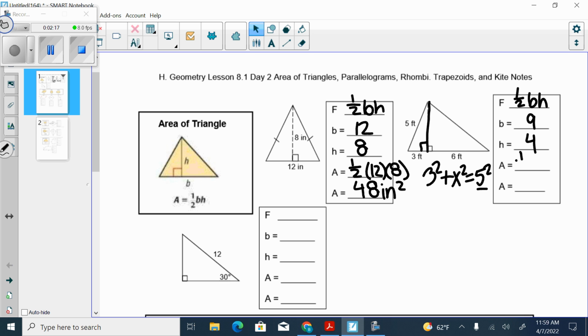So I just plug that into the formula. 1/2 times base, which is 9, times height, which is 4. And then we just multiply those three things together. And what do we end up with? Very good. So 18 feet squared. That's my area for that.